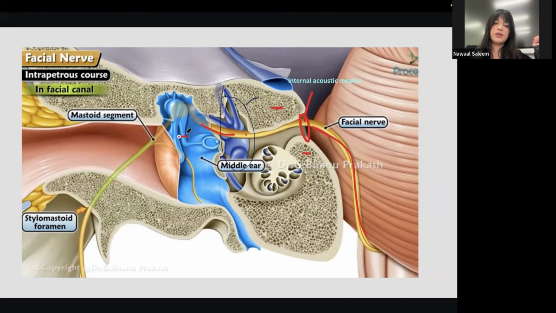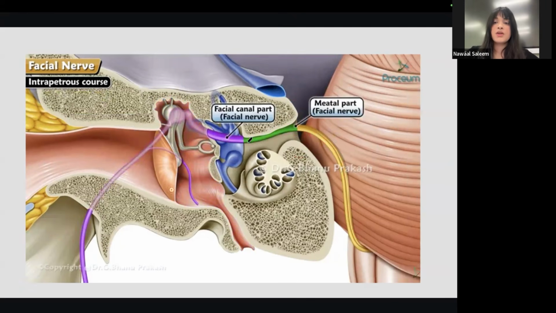This is the middle ear over here, okay? And then it has the mastoid segment and the stylomastoid foramen. So we want to go from the internal acoustic meatus to the stylomastoid foramen. This is like the entirety of the ear inside. So this is the medial part of the facial nerve. It's in the petrous bone.